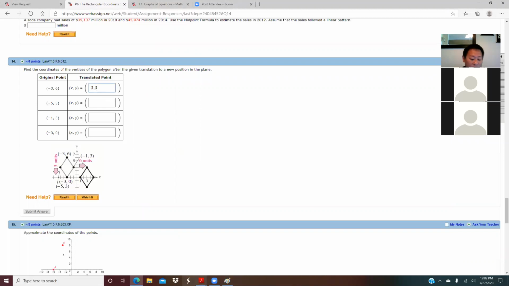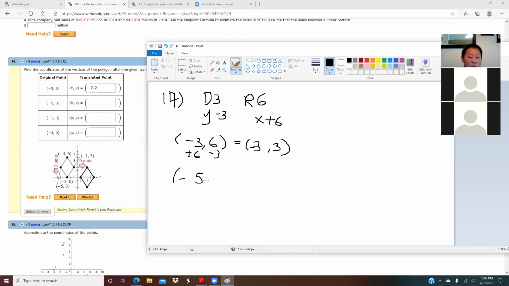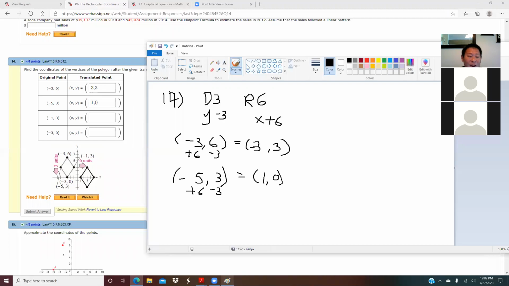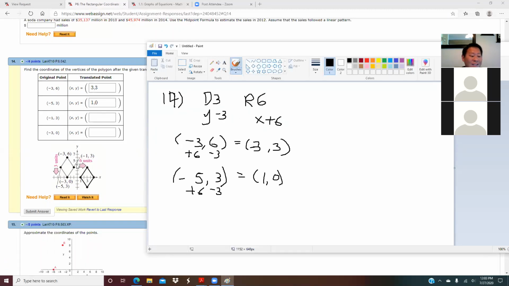You do the same thing for the rest of these. The next one we have is -5, 3, and you do the same thing: you add 6 here, and then you add -3. So you will get 1, 0. So this is 1, 0. You do the rest of it. It's pretty much very simple. Based on this question, you just need to add 6 to your x values and -3 to your y values.